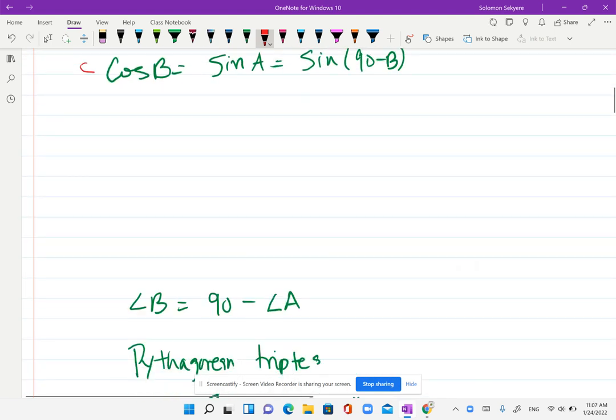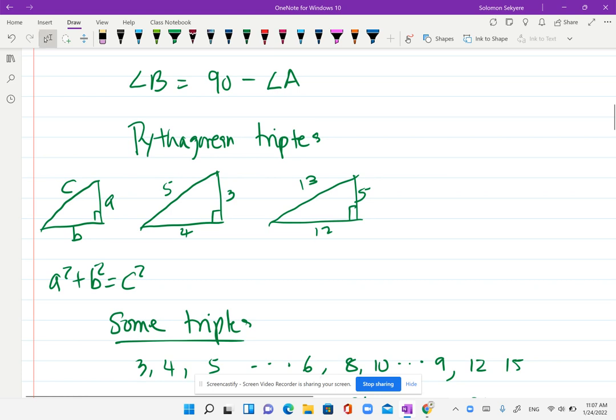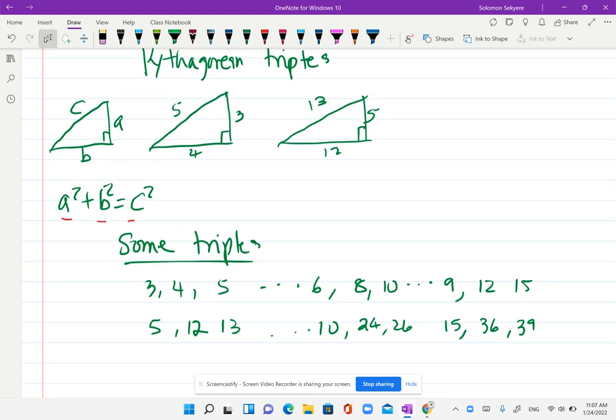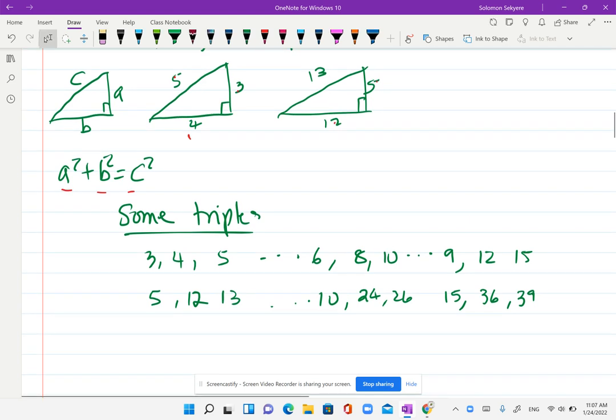I've assigned the exercises. Now know some Pythagorean triples. If we have this right triangle, we know that a squared plus b squared is equal to c squared. These always work. 3, 4, 5 always go together. 5, 12, 13 always go together. And we can have multiples of these, so times 2, times 2, times 2.